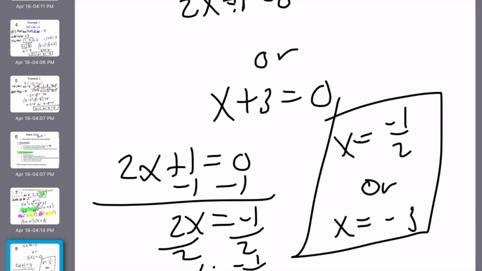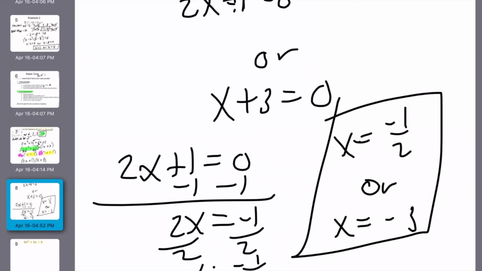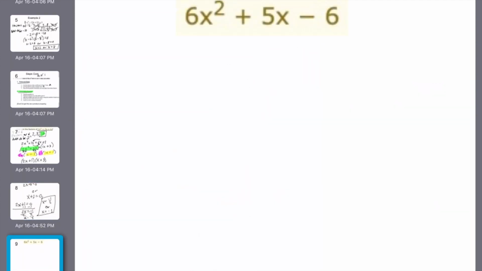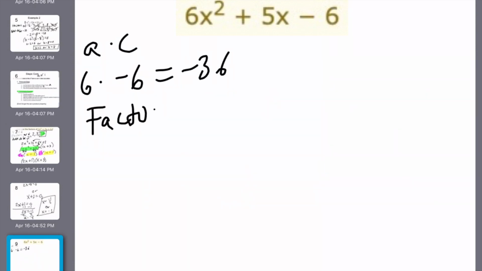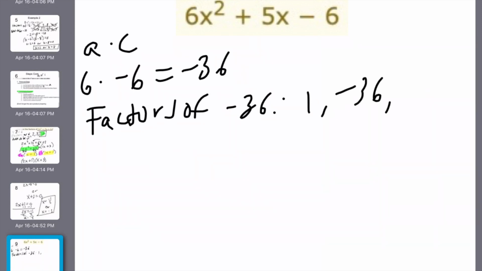One more example here. I'm going to try to factor 6x squared plus 5x minus 6. So the first thing I need to do is a times c. So 6 times negative 6, which gives me negative 36. And I need to find factors of 36. Let's just start there. Factors of negative 36, which are going to be 1 and negative 36, or vice versa.